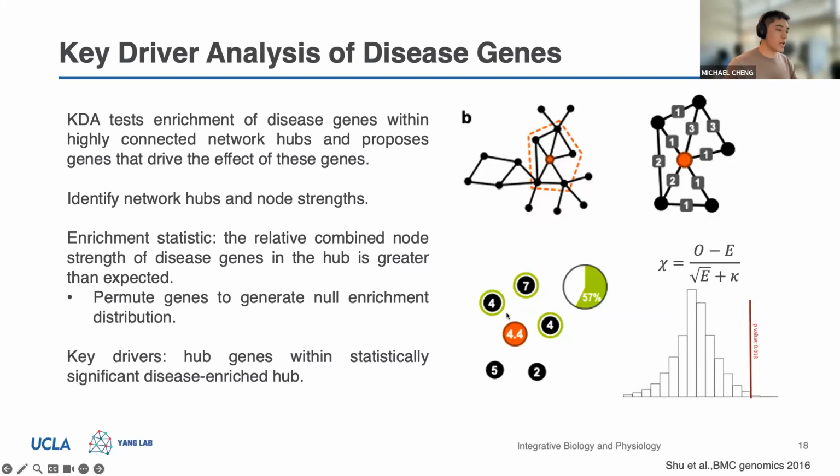We would permute the network many times to generate a node enrichment distribution. And as with any permutation test, see where our true data lies on this node distribution to decide if this hub is significantly enriched for these disease genes. And if it is, then the key drivers we would now term as the hub genes within these statistically significant disease-enriched hubs. Again, this would help determine for us what genes are termed key regulators in this disease of study.